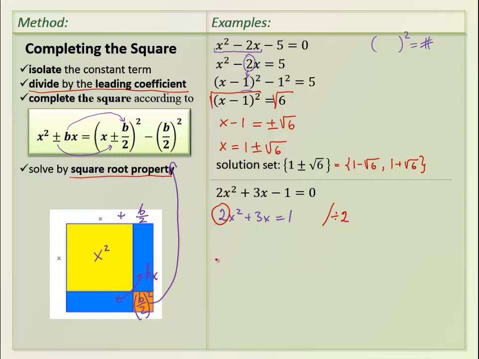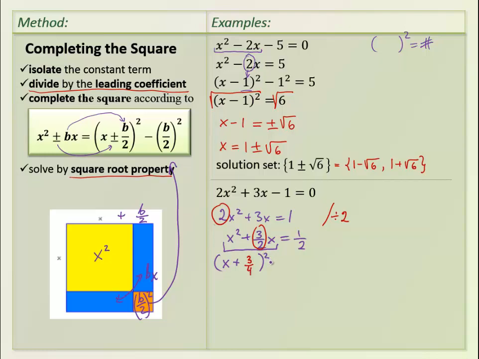Fractions are good to calculate. So we end up with x squared plus 3 halves x equals 1 half. Now we complete the square of these two terms by following that rule. That means prepare a bracket, take the x, take the same sign, take half of the middle coefficient. So it will be half of 3 halves. To take half of a fraction is enough to put an extra 2 in the denominator, so you really have 3/4.